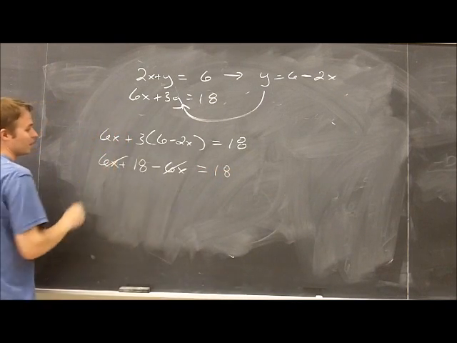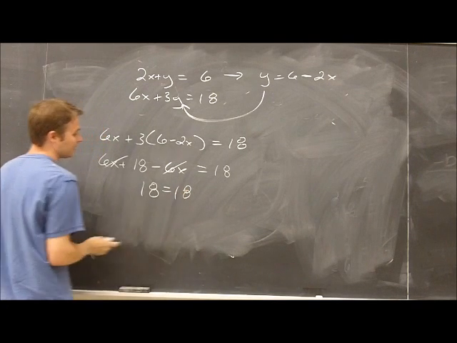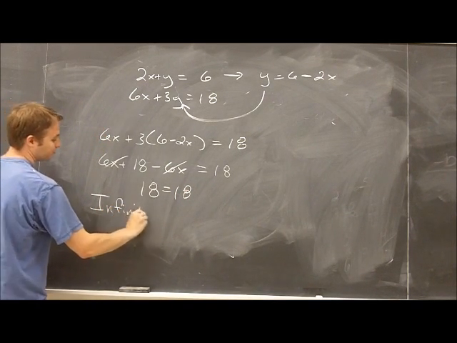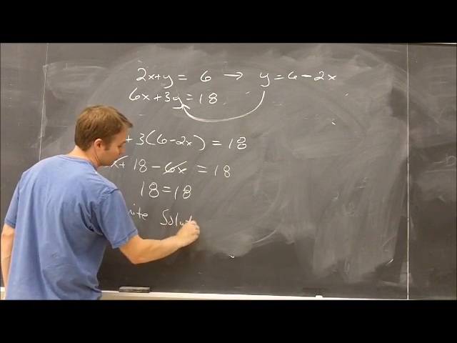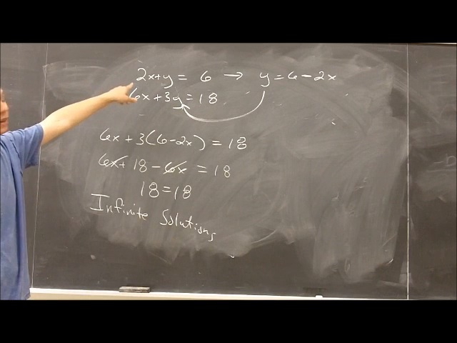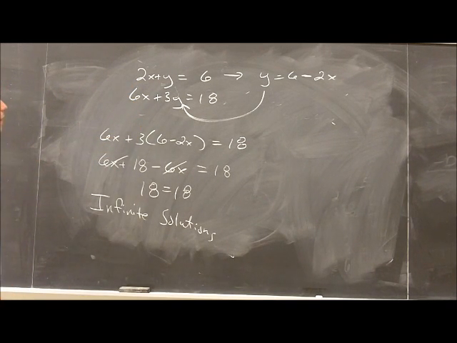And so then these cancel out and I get a true statement: 18 is equal to 18. So this means that there are infinitely many solutions. In other words, no matter which values you plug in, if it works in one, it's going to work in the other as well. There's an infinite amount of values that are going to work for this particular one.